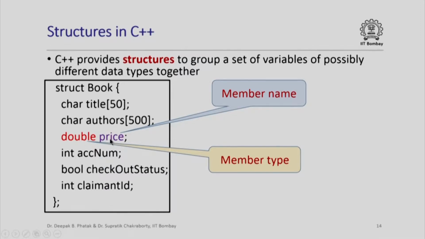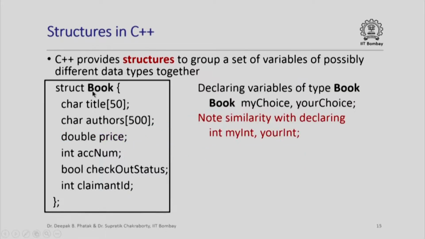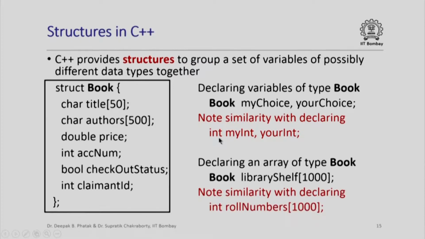So here price is the name of a member of data type double, and as I just said, we could declare variables of this structure type book. So here I am declaring two variables, my choice and your choice, of structure type book, and note the similarity with declaring two variables, my int and your int, of data type int. Similarly, I could declare an array of type book. So here I am declaring an array called library shelf of size 1000, where each element in this array is of structure type book, and note the similarity with declaring an integer array roll numbers of size 1000.